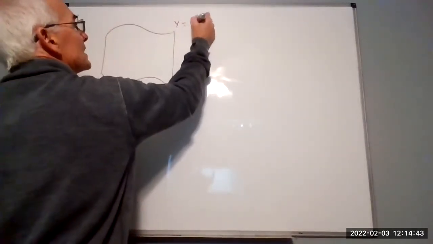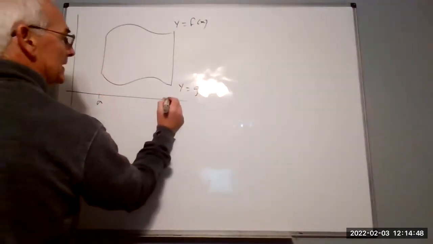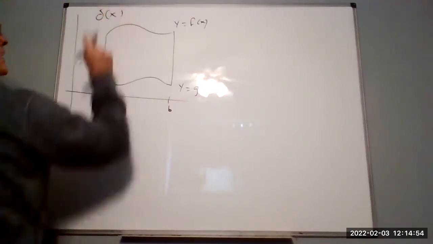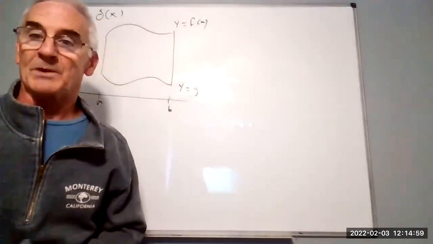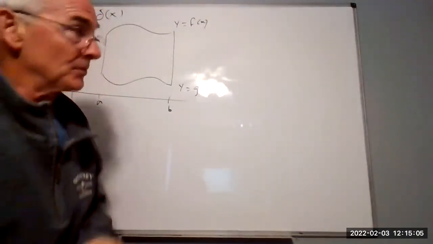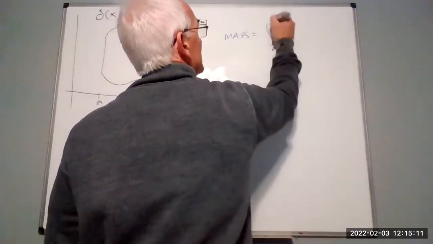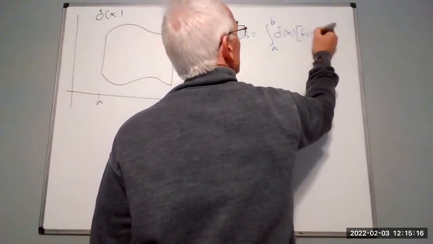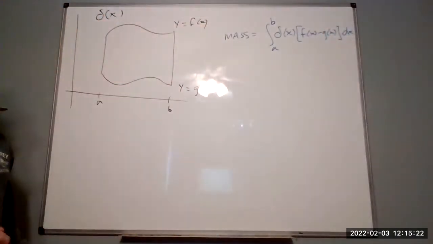So we said this is y equals f of x. This is y equals g of x from A to B. And we said we had density. And remember, we said density only changes left to right. It doesn't change up and down because that would mean we have too many variables involved. Last day, we figured out how to find the mass of this thing. And if you remember, last day, we showed that the mass was equal to the integral from A to B of the density portion times the area. Okay, it's a fairly simple notion.